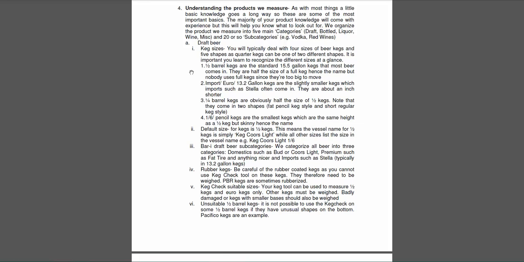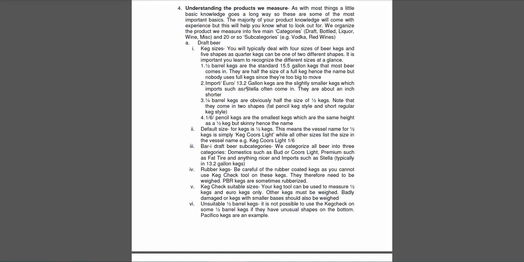In the case of draft beer, the most common keg size is half barrel kegs. They're 15.5 gallons. The reason they're called half barrels is they're literally half the size of barrels that used to be used way back in the day. The name half barrel is a bit confusing, but really it's a full size keg. It's called a half barrel.